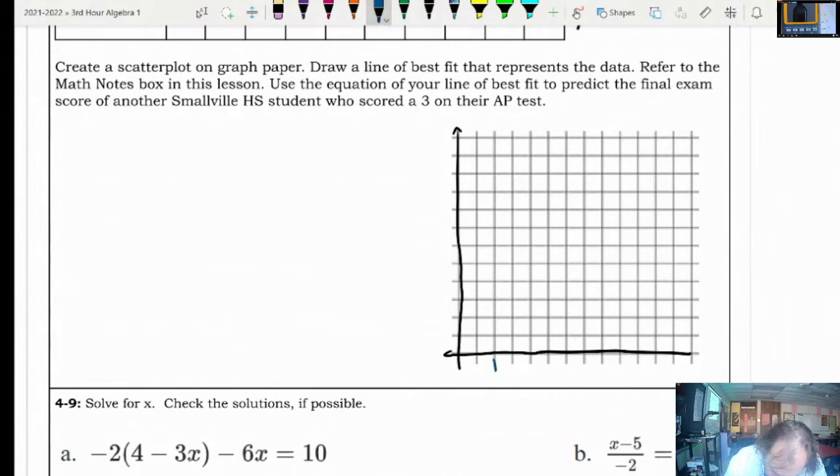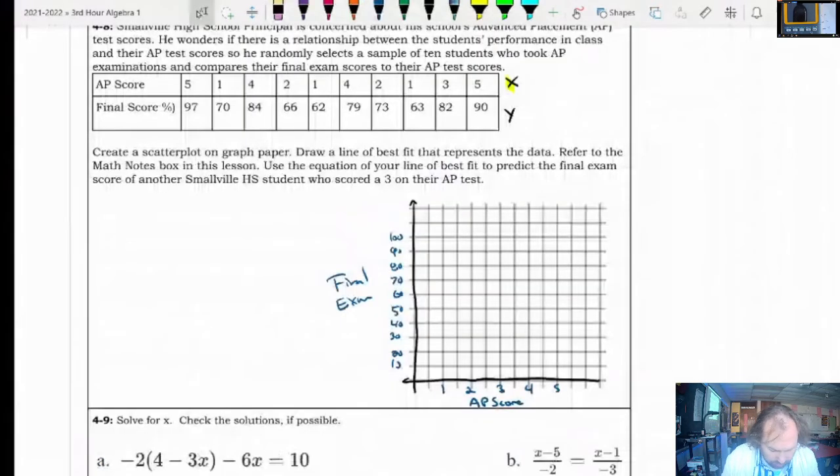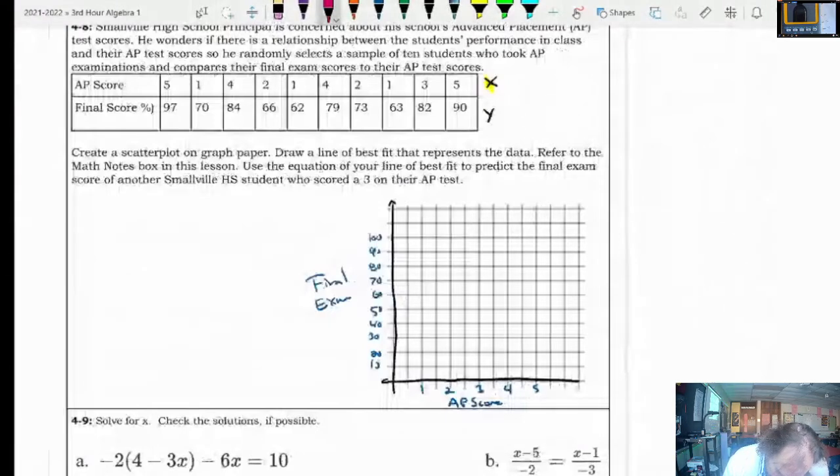I'm going to place 1, 2, 3, 4, and 5 for the AP score along here, and the final exam score over here, which I'm going to count by 10s: 10, 20, 30, 40, 50, 60, 70, 80, 90, and 100. Now, all we need to do is to place these points on the grid. 597 is going to be somewhere up here. 170 is going to be somewhere right there. 484 right there. 266, this process is the most fun part.